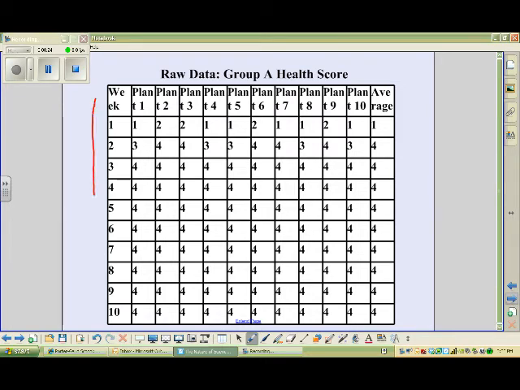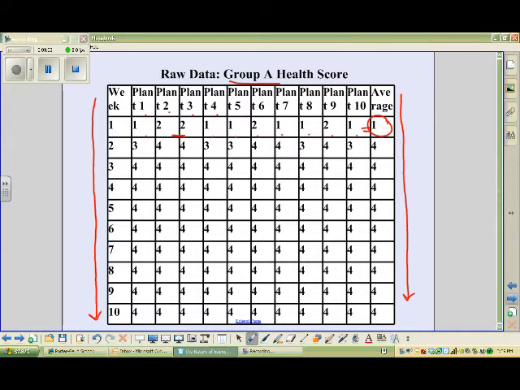We call this raw data, which means that it's all the data that you collect. And if you look here, we are going to collect data for 10 weeks. And every plant, this is group A, and this is plant 1, plant 2, plant 3, plant 4, and so on. After 1 week, the number 1 plant was still looking really healthy. These were starting to get a little bit of brown, but for the most part, after the first week, they all looked really healthy. This column right here shows you the average of these 10 plants.